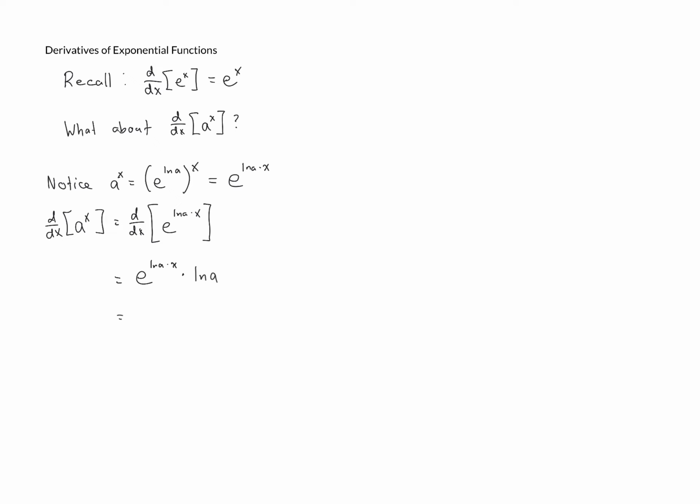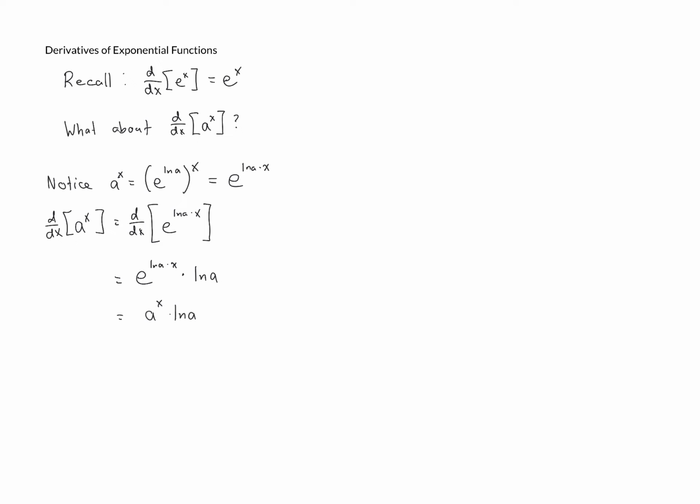Now, once we've done that, we still have this e to the ln of a times x, but we saw that that was just a creative way of writing a to the x. So I'm going to change that back to a to the x. So this is going to be a to the x times ln of a. And this is our derivative of a to the x. When we differentiated e to the x, we just got e to the x as a result. If we're going to differentiate a to the x, we're going to have a to the x times ln of a, which is just a constant factor that pops out.